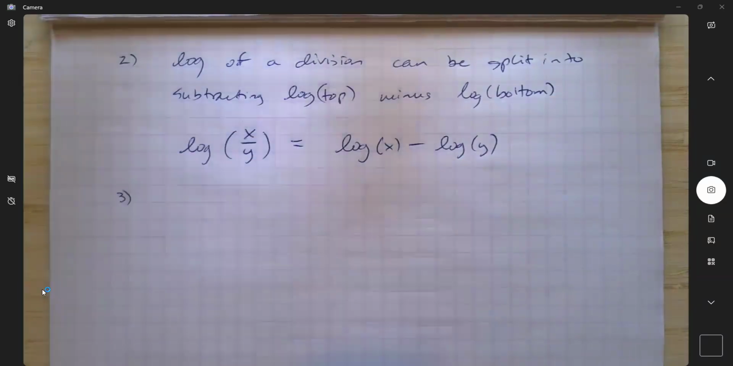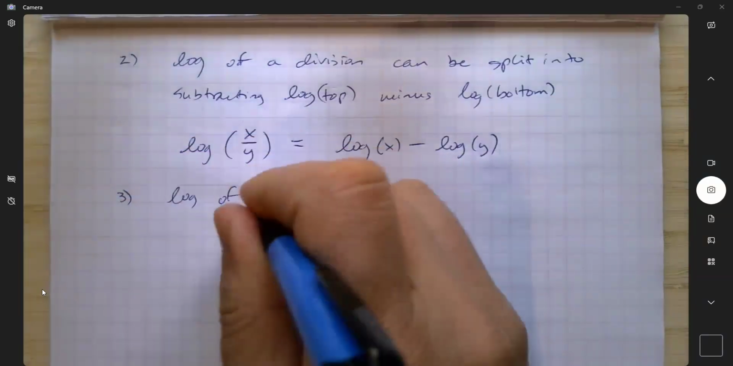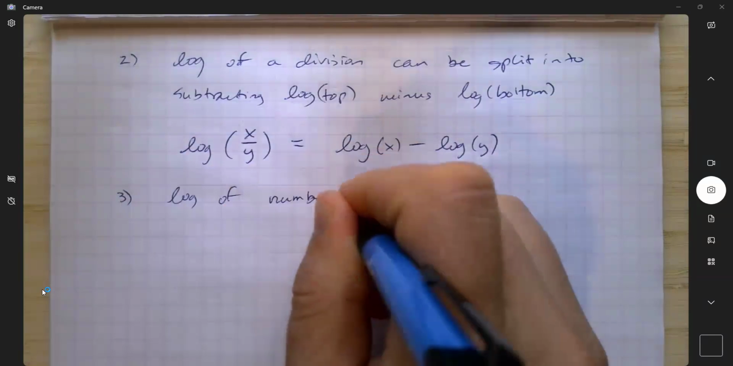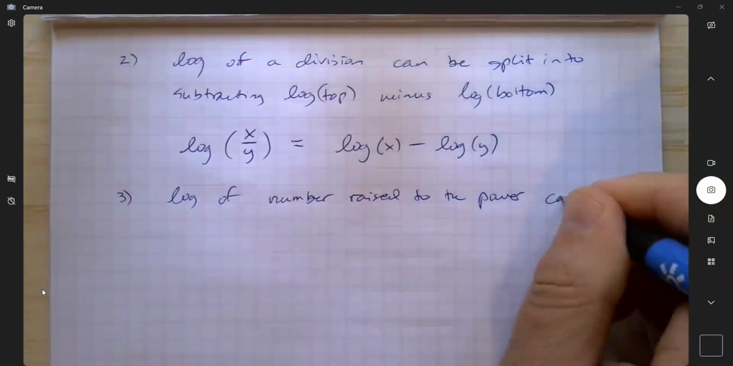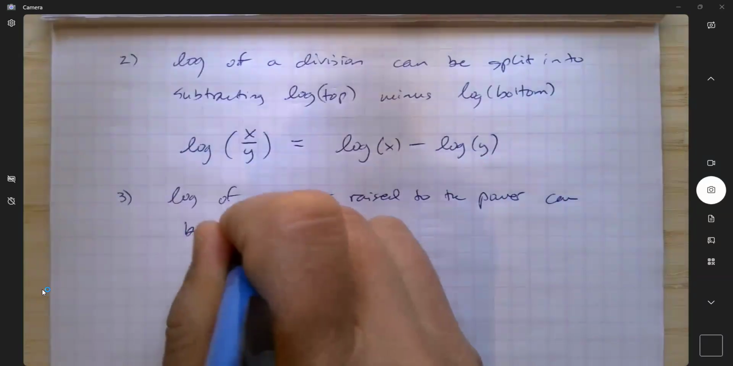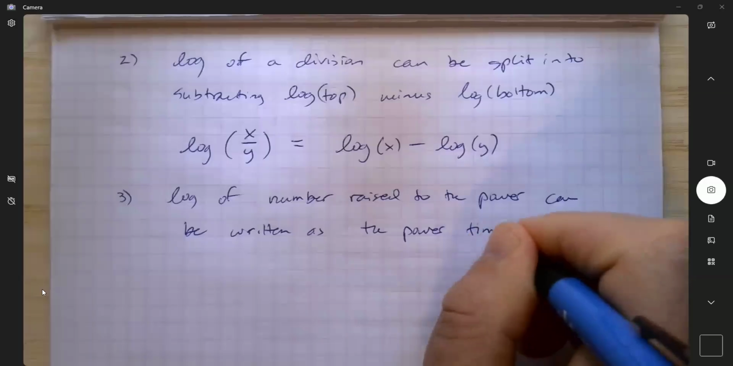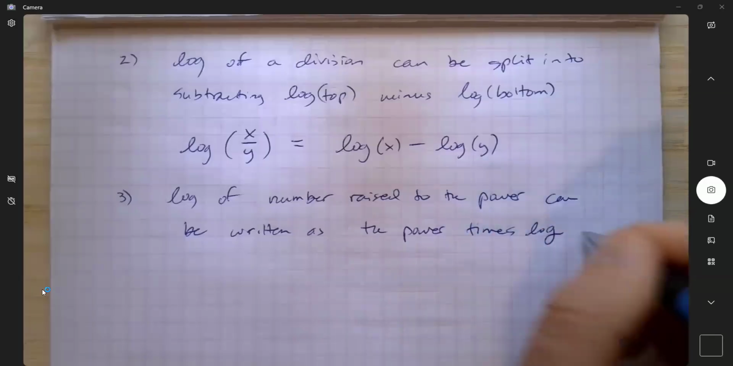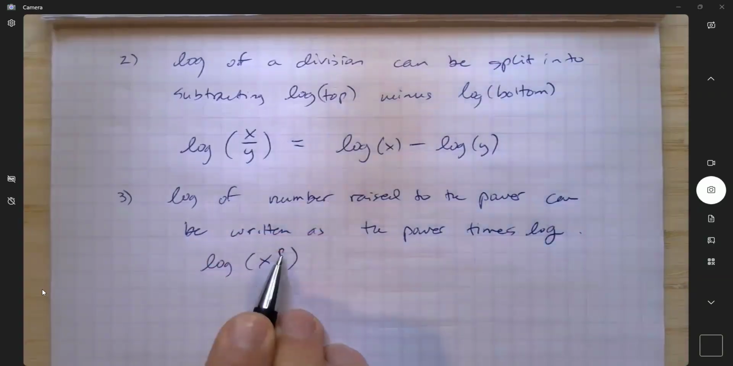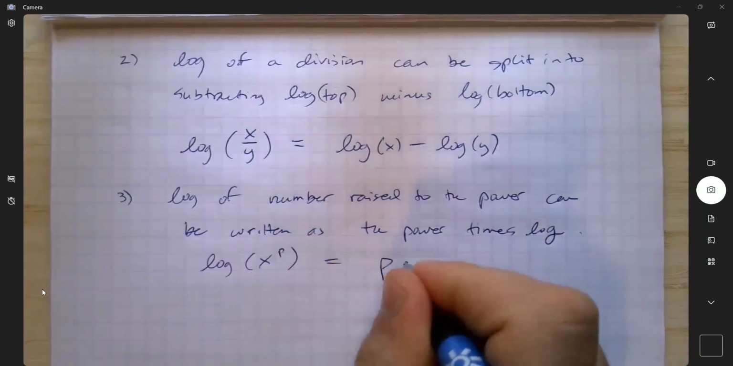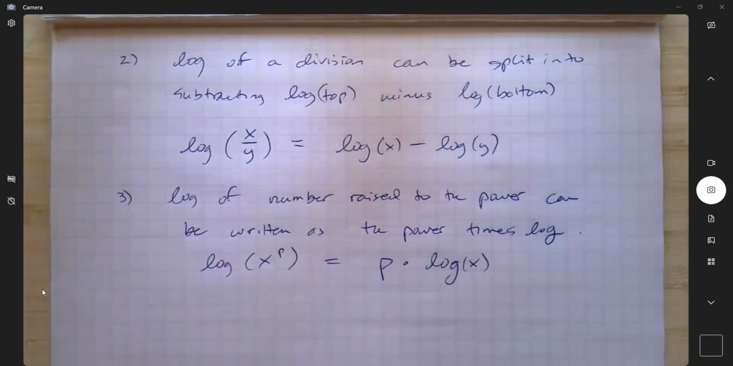The third rule is the log of a power. Let's see, log of a number raised to a power can be written as the power times the log. So if I have log of x to the p, I can take that p and move it down in front as a multiplication, and I get p times the log of x.